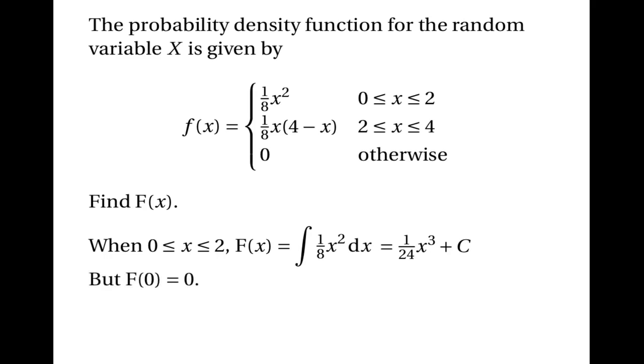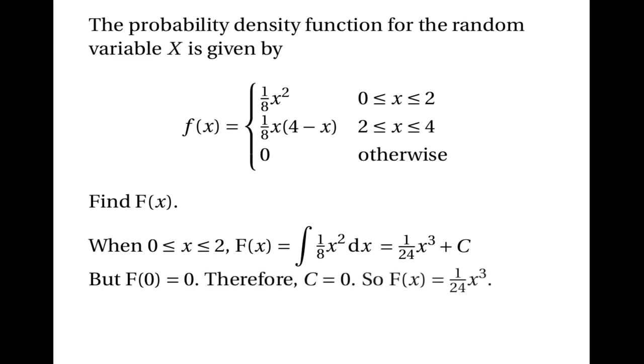We know that f of 0 is 0 because the cumulative probability at x equals 0 is nothing. And the fact that f of 0 is 0 means there's only one possible value of c. If you think about it, if f of 0 has to be 0, then 1 over 24 times 0 cubed plus c must be 0. And the only way that can be true is if c is 0.